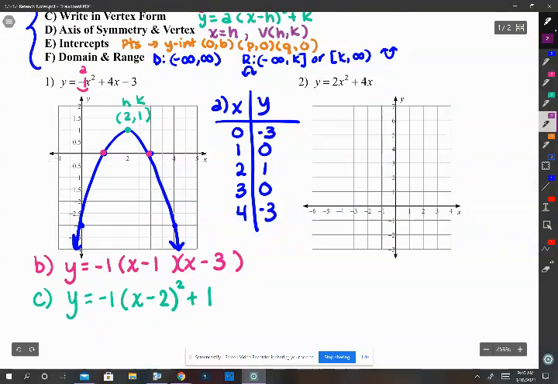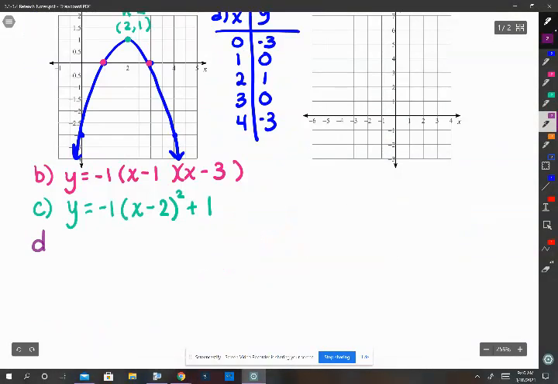So now when I go to do the D, it's asking for our axis of symmetry, which is x is equal to this value that it folds across, which is the 2. So x is equal to 2. And then we already wrote our vertex. Our vertex is 2, 1.